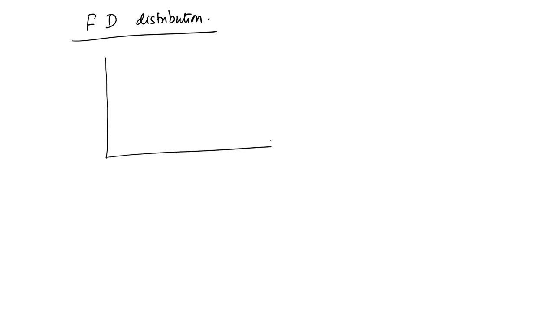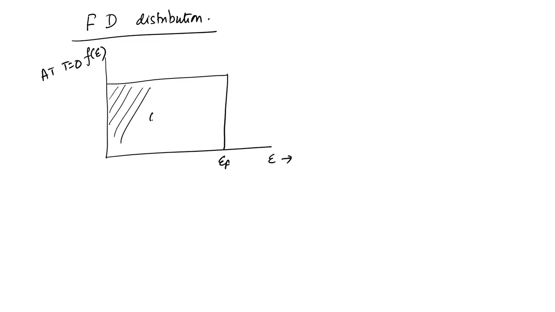This is very simple. Now let us talk about the Fermi-Dirac distribution, in short the FD distribution. This distribution is very distinct from the Bose distribution, and this is at T equal to 0. This is f of epsilon, and then you have epsilon and so on. So it's just a step function. For all epsilon lesser than epsilon F, all the states are occupied, so these are all occupied states.